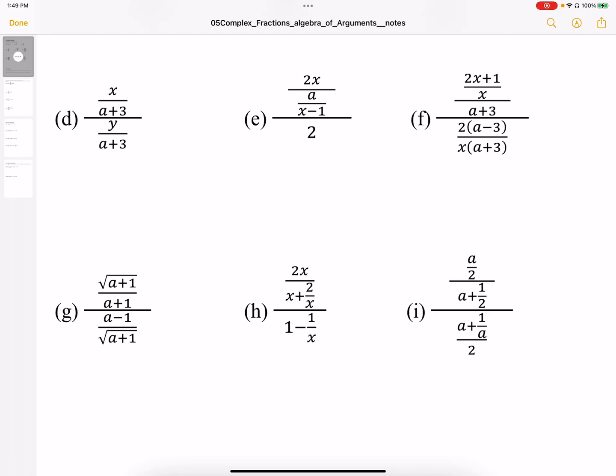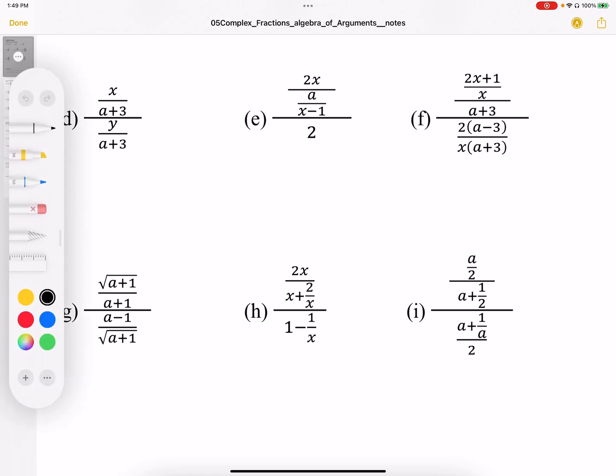Some examples of dealing with complex fractions. We have these complex fraction expressions, and we can simplify these expressions. So first of all, we just need to make sure that we state restrictions because we cannot divide by zero in any algebraic expression. So I'm just going to state my restriction here.